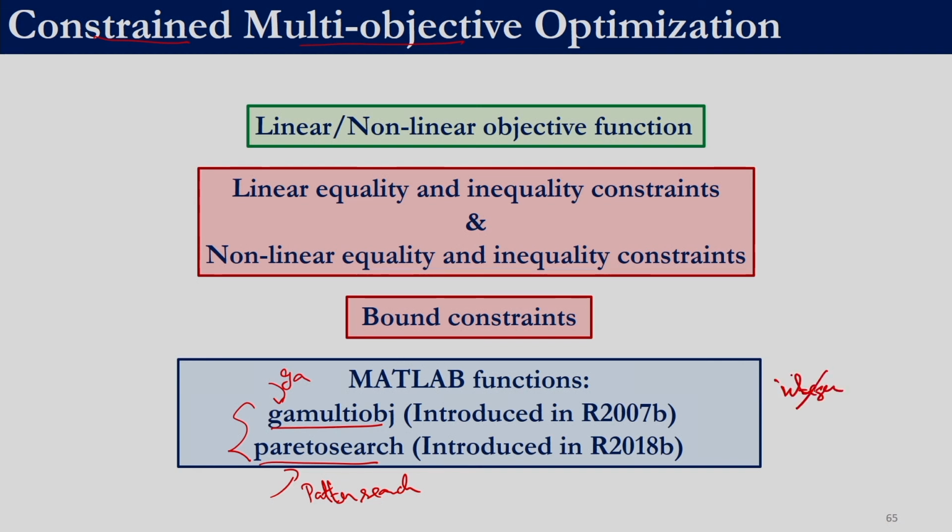So, problems which do not have integer variables and are multi-objective in nature can be solved by gamultiobj or paretosearch. Here the objective function can be linear or non-linear, and the constraints can be linear or non-linear. Though the title of this course is single objective optimization, we are just demonstrating how to solve a multi-objective optimization problem. We are not looking into the theory of it, but should you have any multi-objective optimization, you can use one of these inbuilt functions to solve it.